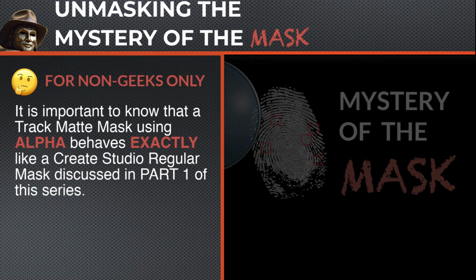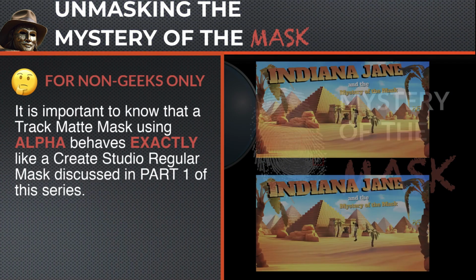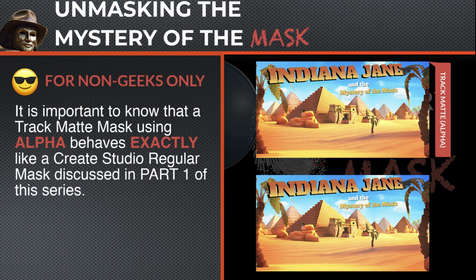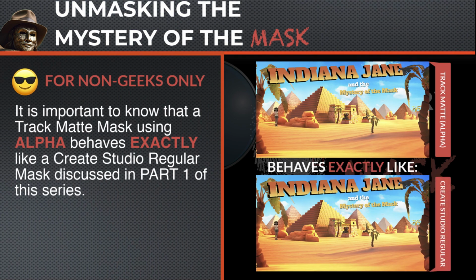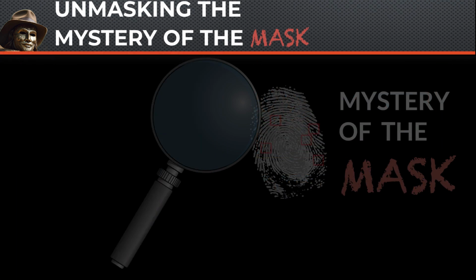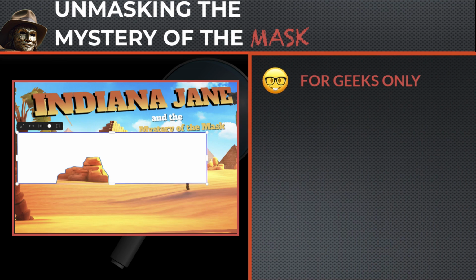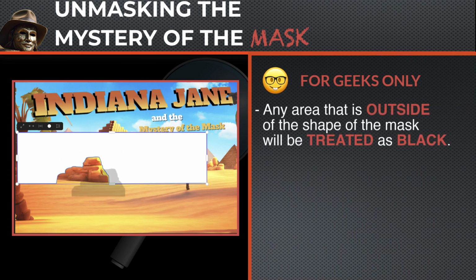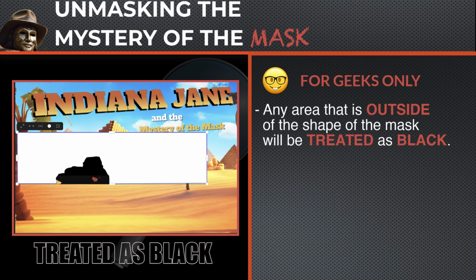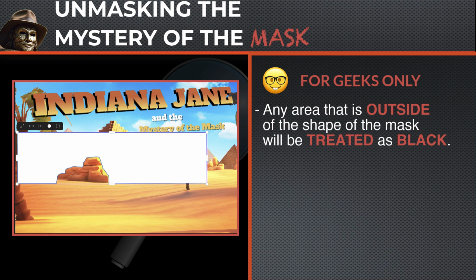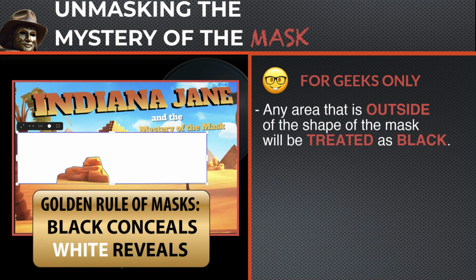To simplify things, it is important to note that the track matte masks using alpha behave exactly like the Create Studio masks discussed in part 1 of this series. It is important to know when creating a track matte mask, you don't need to use black because any area that is outside of the shape of the mask will be treated, with emphasis on the word treated, as black. Remember, black conceals and white reveals.